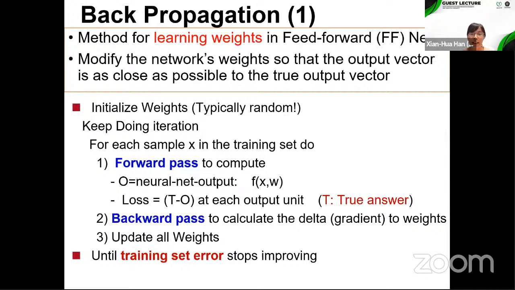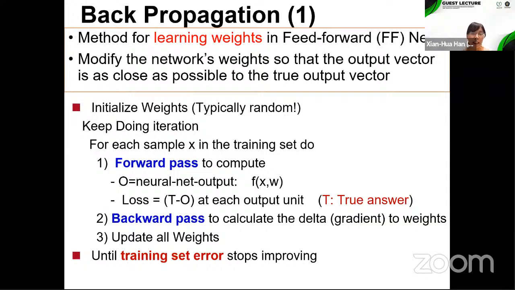So for learning, optimization for the network, we need to learn the weights in the neural network. We need to modify the network weights so that the output vector is as close as possible to the true output vector, the ground truth output vector.